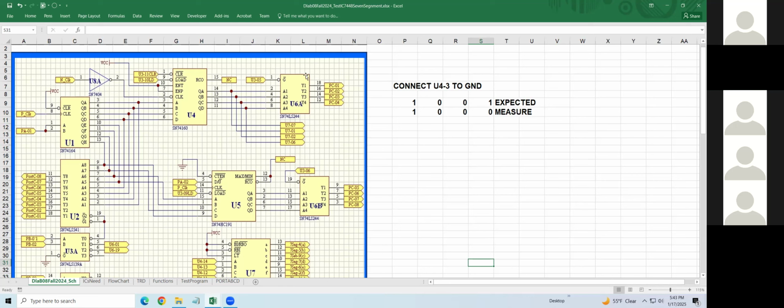So now, okay, I will short U4 pin 14. So the expected number is 9, and your measurement will be 0 here. So you know it's wrong right here. What can we do?